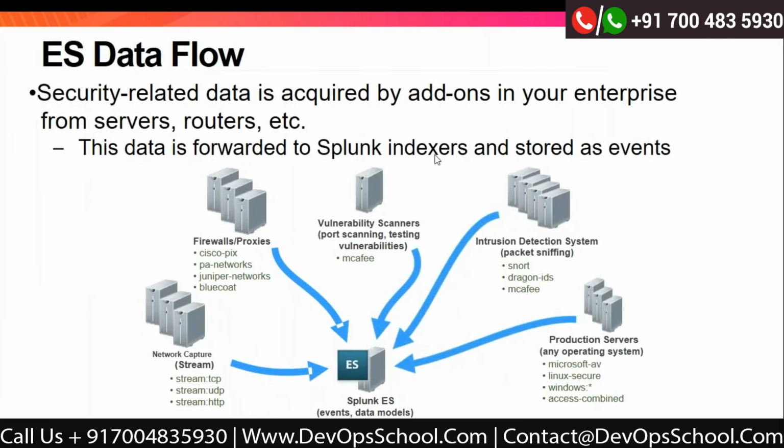Here you can see for the McAfee vulnerability assessment tool, we have the source type McAfee. For IPS IDS, we have different add-ons, like for Snort, for Dragon IDS we have a different add-on, and for McAfee we have a different add-on. These add-ons are available on Splunkbase. One can download and install them.